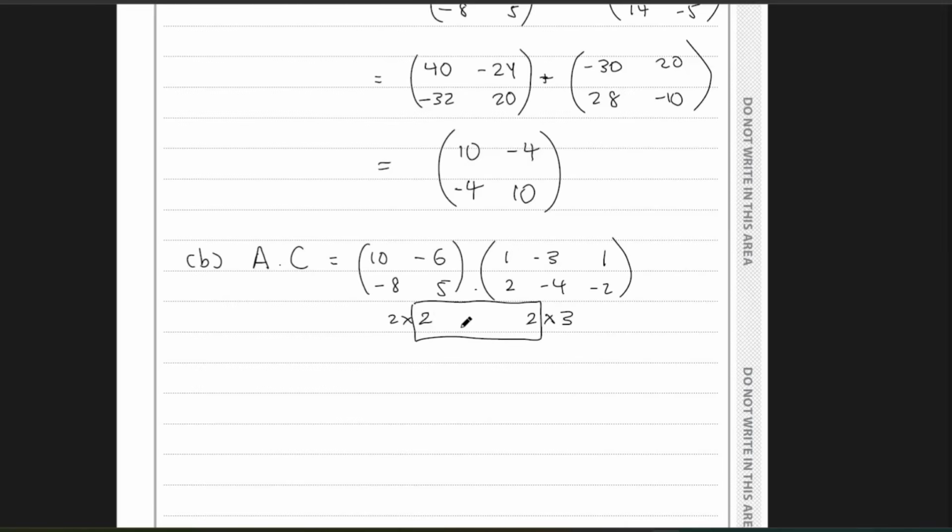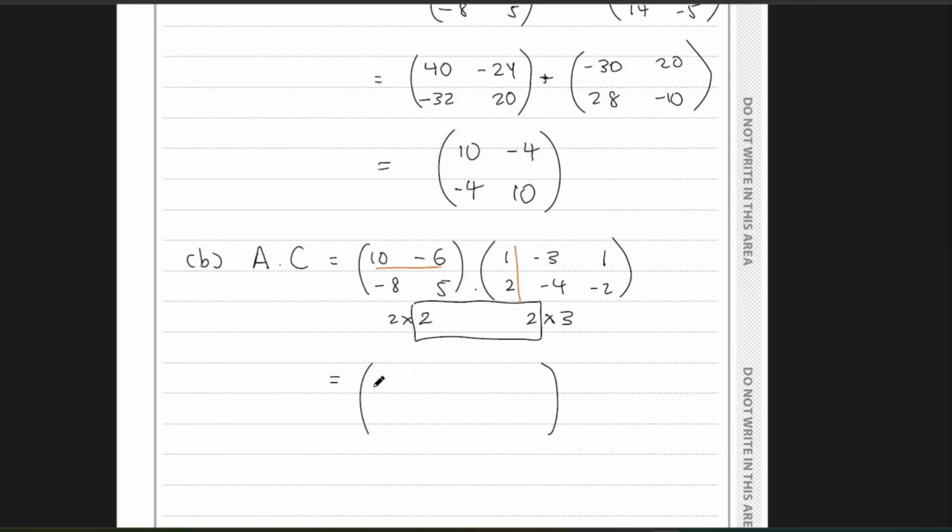Since these two numbers are the same, we can proceed with a multiplication. The size of the product will be a 2 by 3 matrix. So 2 rows, 3 columns. We'll have 6 elements altogether. So we'll have to multiply rows with columns. The rows of the first matrix multiply with the columns of the second matrix. So let's calculate the element for the first spot.